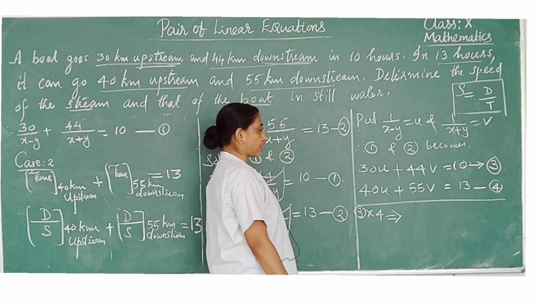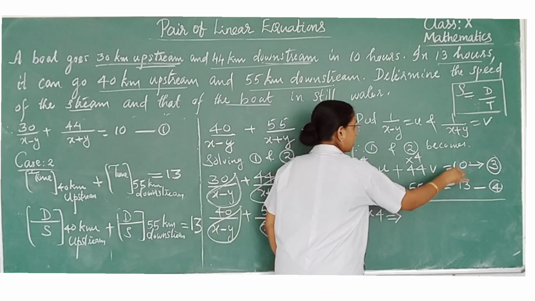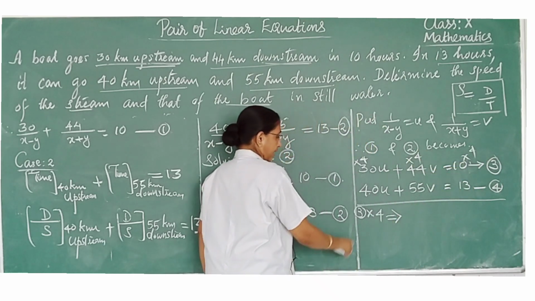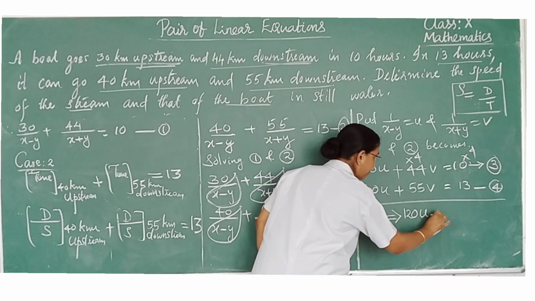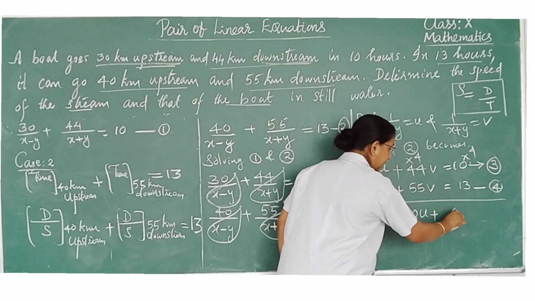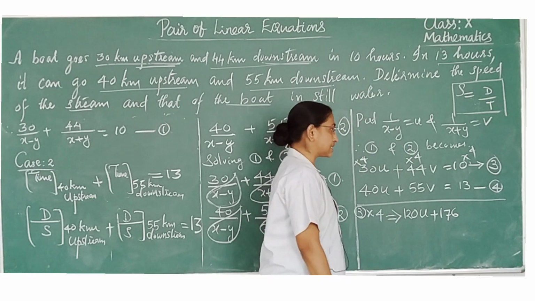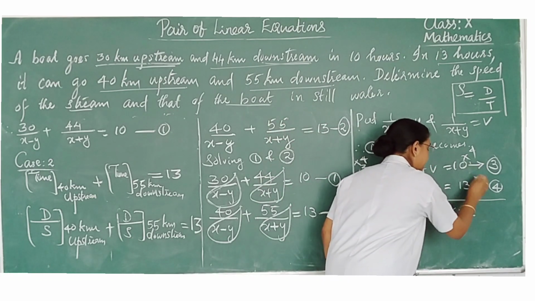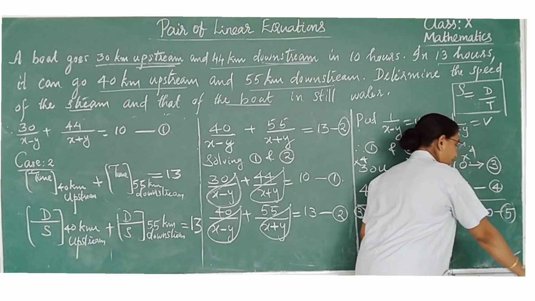Multiplying an equation with a 4 means that you need to multiply here with a 4, here also with a 4, here also with a 4. Okay, what happens? 4 into 30, 120u plus 44 into 4, 4 4s are 16, carry 1, 4 4s are 16 plus 1, 17, 176v equal to, your right side is 440. This I am going to take it as equation number 5.